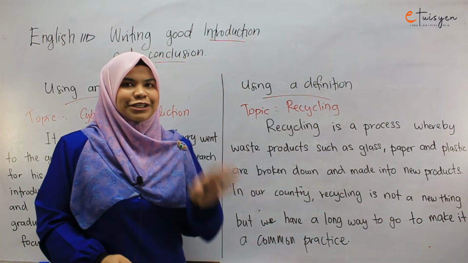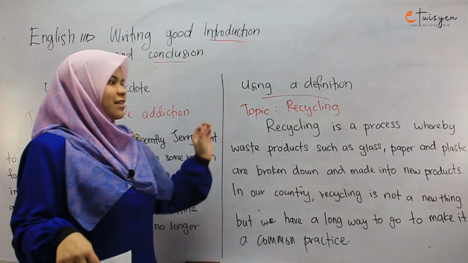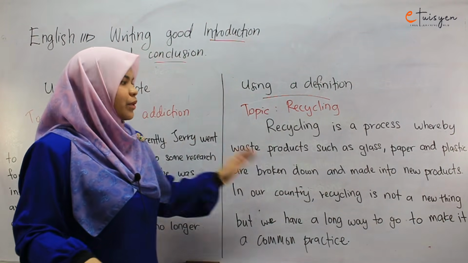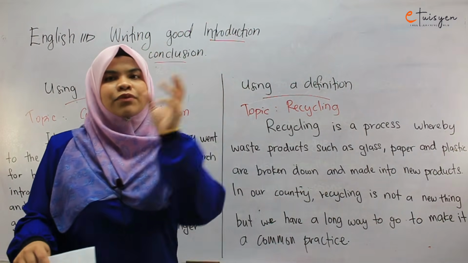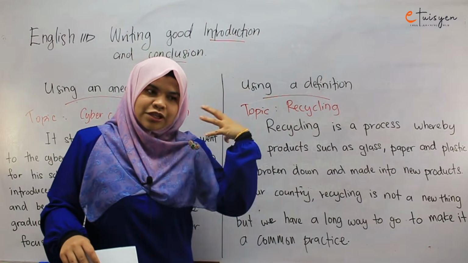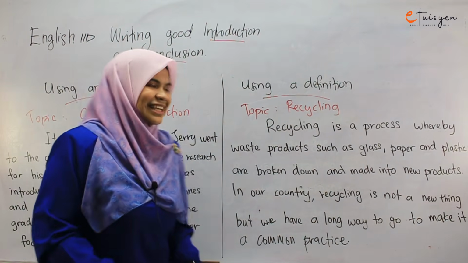Recycling, as you can see here, the definition is: recycling is a process whereby waste products, such as the examples, are broken down and made into new products. Reuse is using it for a new purpose. If you make it into a new product, that's recycling. I'm sorry, I am being corrected here.